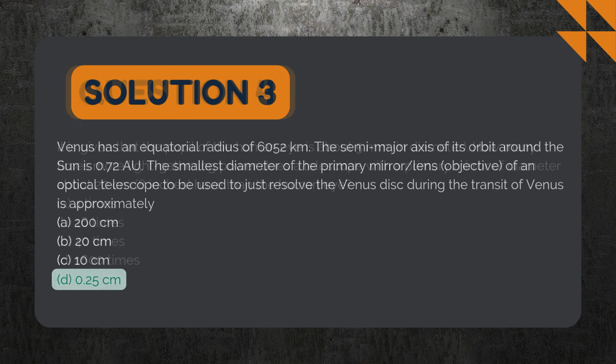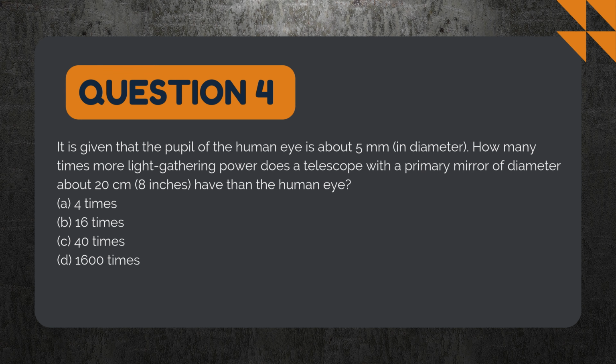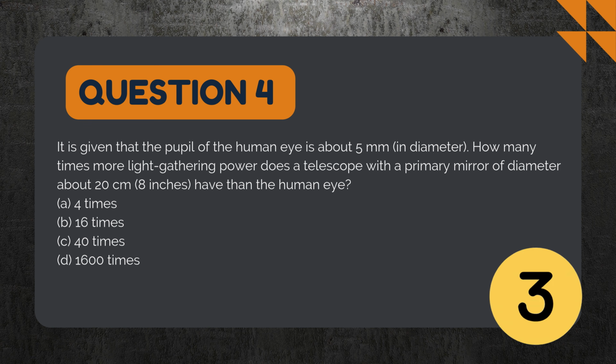Question 4. The pupil of the human eye is about 5 millimeters in diameter. How many times more light-gathering power does a telescope with a primary mirror of diameter about 200 millimeters, that is 20 centimeters or 8 inches, have than the human eye? Choices: A, 4 times, B, 16 times, C, 40 times, D, 1,600 times. Pause and try to solve the question.